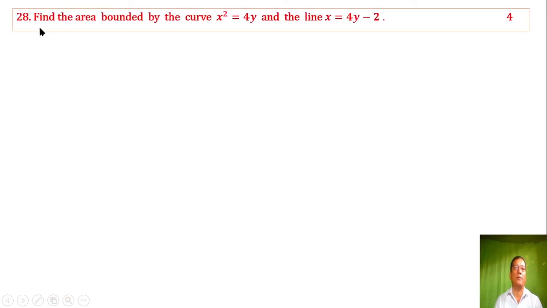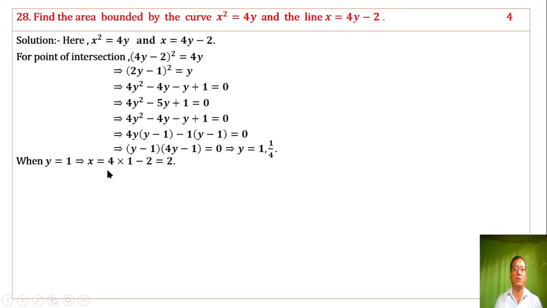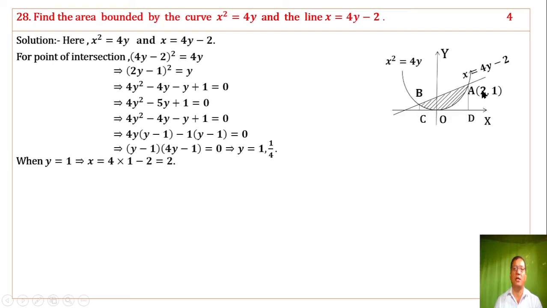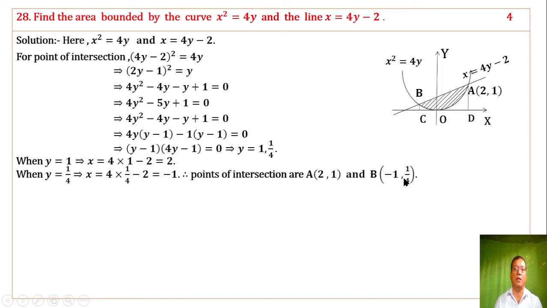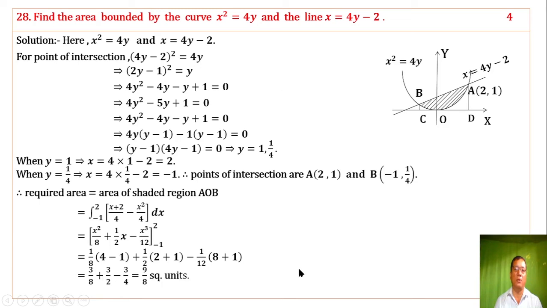Question 28: find the area bounded by this curve and line. For the points of intersection, we have this. The two lines intersect at A, whose coordinates are 2, 1, and B, whose coordinates are minus 1, 1 by 4. The required area of the shaded region is the difference of the area formed by the line and by the curve on the x-axis. Construct this definite integral and evaluate. We have 9 by 2 square units.